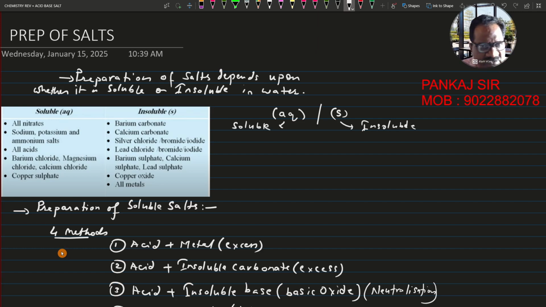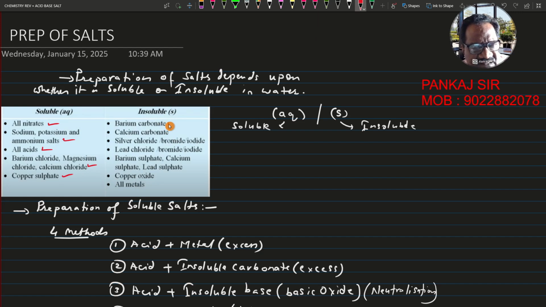First let us try to understand which salts come under the category of soluble salts and which come under insoluble salts. All nitrates are soluble in nature, water soluble of course. Sodium, potassium and ammonium salts are also water soluble. All acids are soluble in water. Barium chloride, magnesium chloride and calcium chloride, all three are soluble in water, and copper sulfate is also soluble in water.